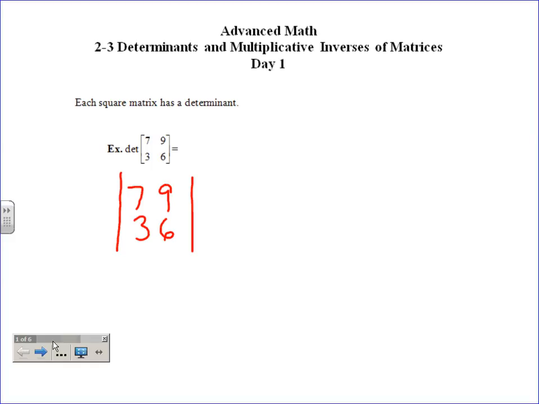What you do is you take these two numbers right here, you multiply them together, and you write it down. 42. That's what I kind of consider the positive diagonal. I can consider these other ones the negative diagonal because what you're going to do is subtract whatever you get when you multiply them. So when I multiply that, I get a 27, but I'm going to subtract that. Okay? Whatever number you come up with is your determinant.